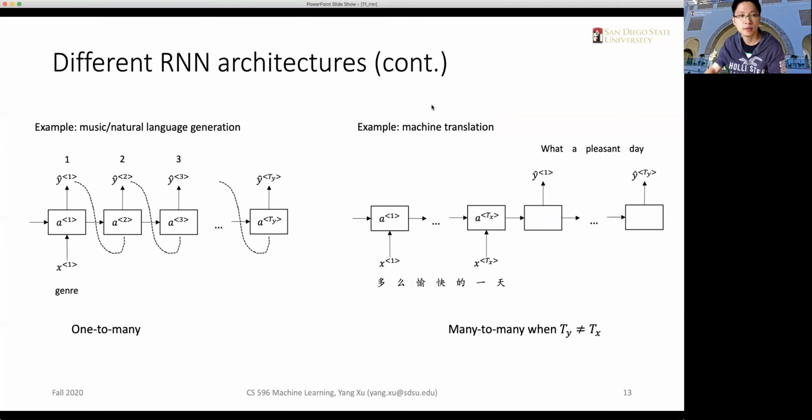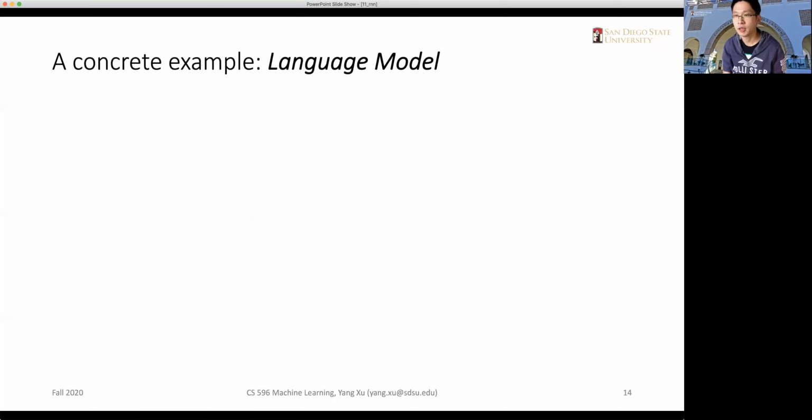All right, so those are the typical 4 types of RNN-based models. Next, I'm going to use a concrete example from language modeling to showcase how RNN-based models work.